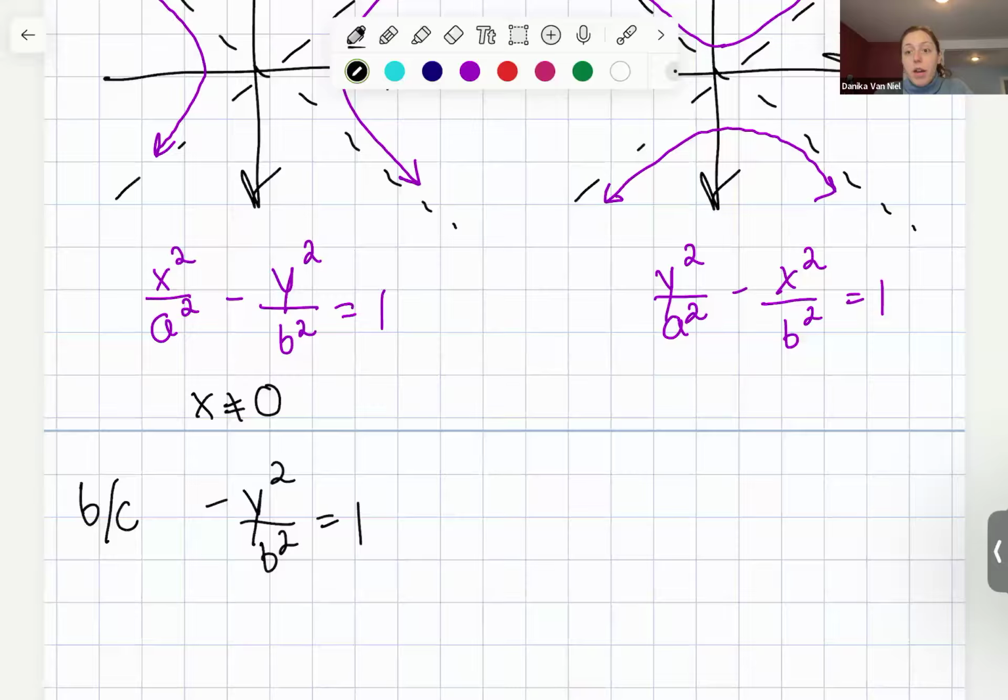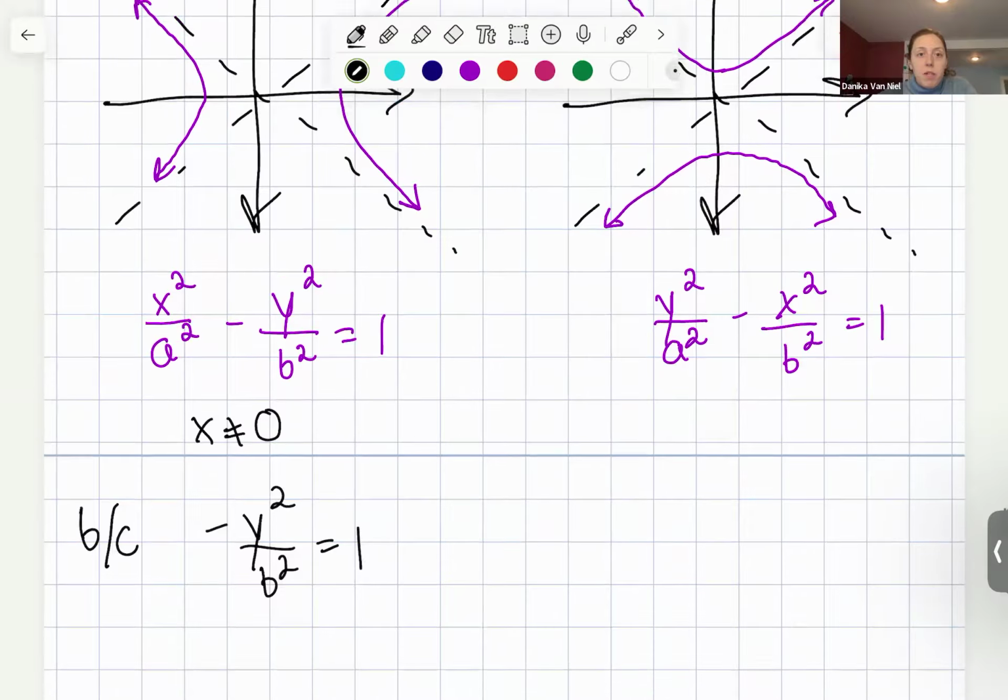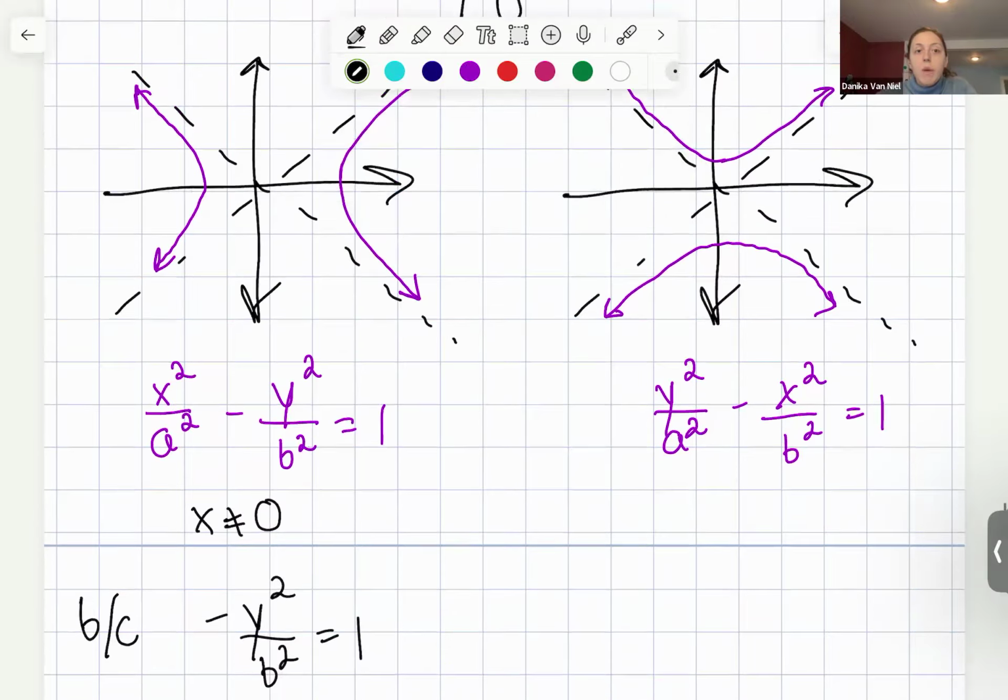x squared just has to be whatever is going to make it work, x squared just has to be a squared. And we could see that in the drawing here. We could see that we never touch the y-axis, which is when x equals 0, but we do touch the x-axis, which is when y equals 0. Similarly, for our other one, y is not allowed to be 0, because then negative x squared over b squared would have to equal 1, which is impossible.